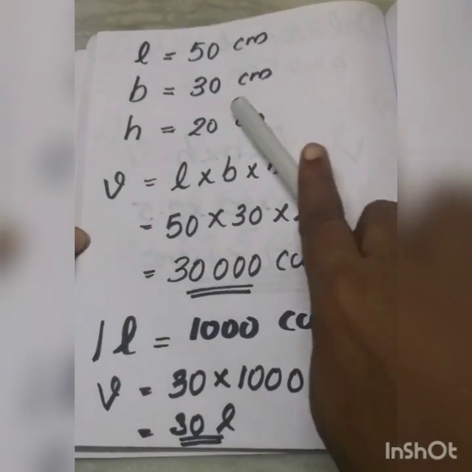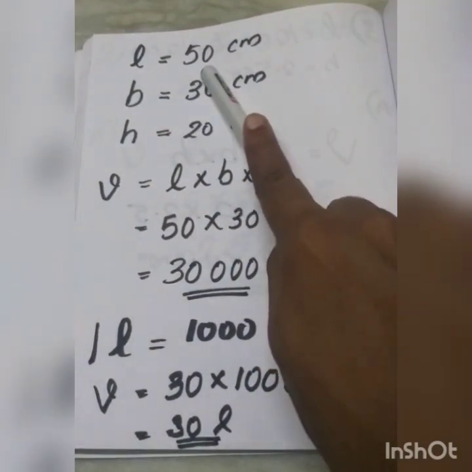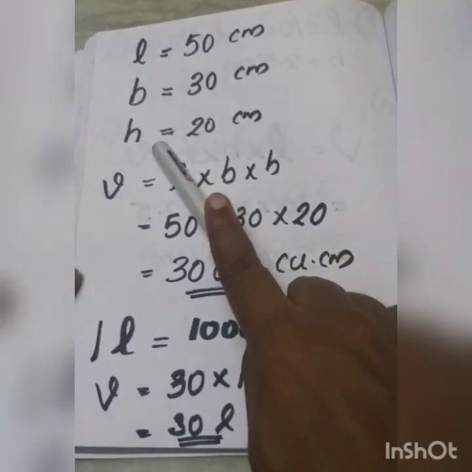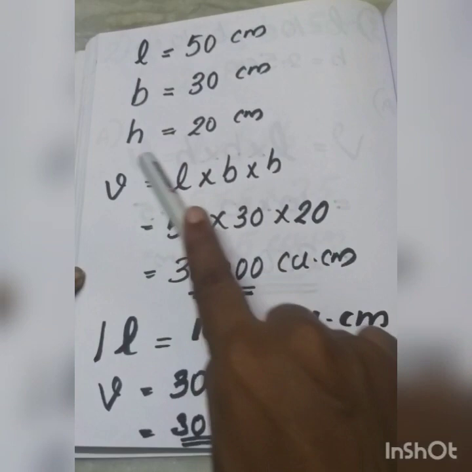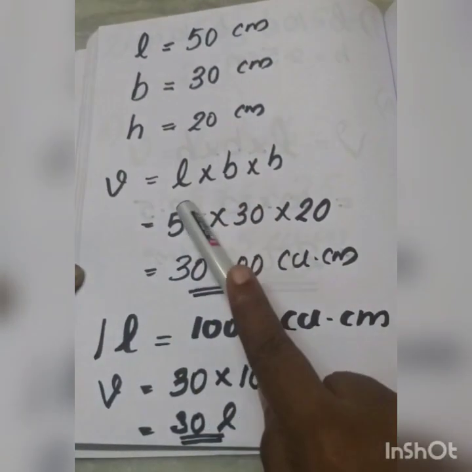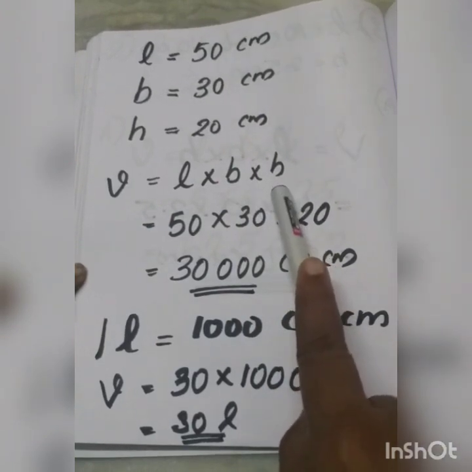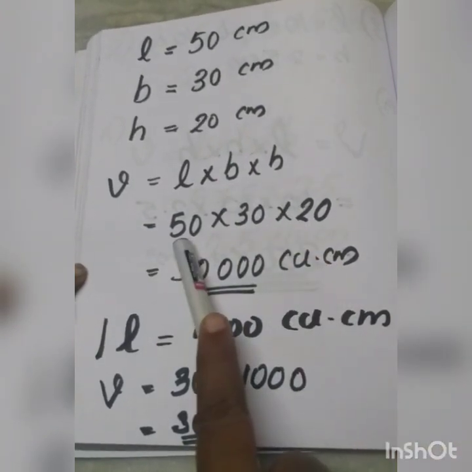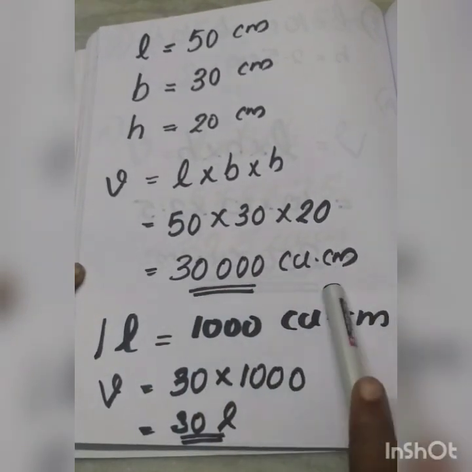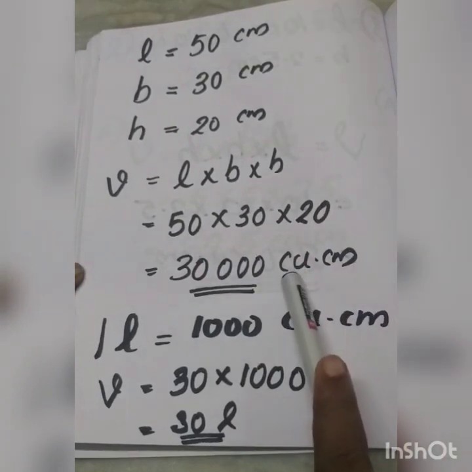So the dimensions of the aquarium are given as length 50 centimeter, breadth 30 centimeter and height 20 centimeter. So we can find out the volume of the aquarium. Volume is equal to length into breadth into height. Now giving the values for L, B and H, I got 50 into 30 into 20, which gives you 30,000 cubic centimeter. So this is the capacity of your aquarium.